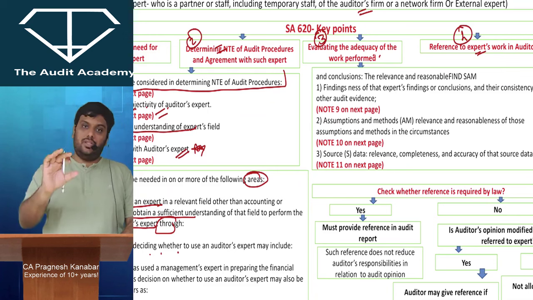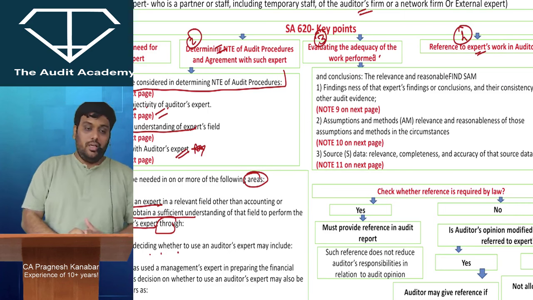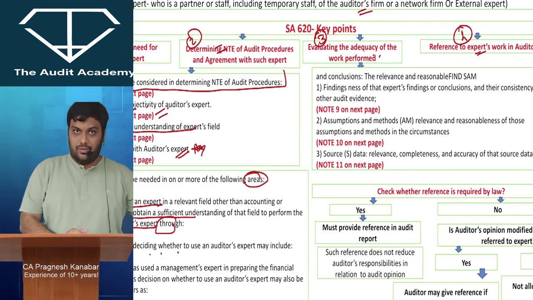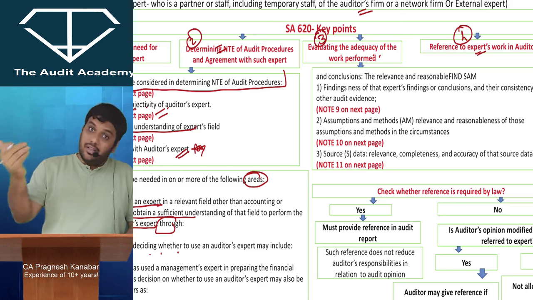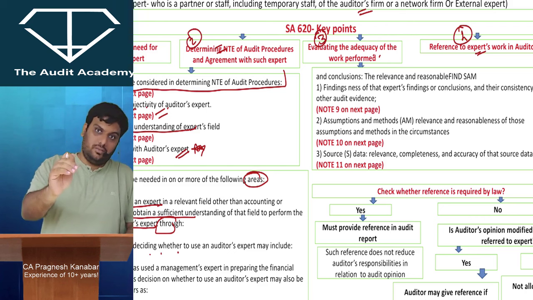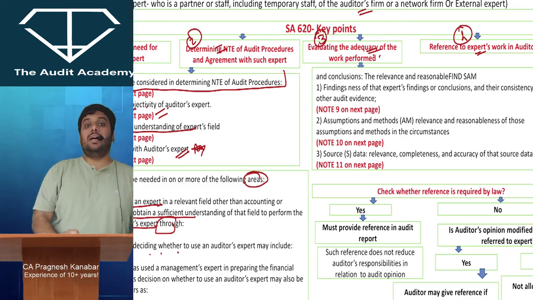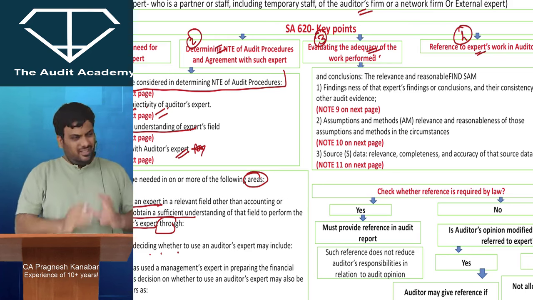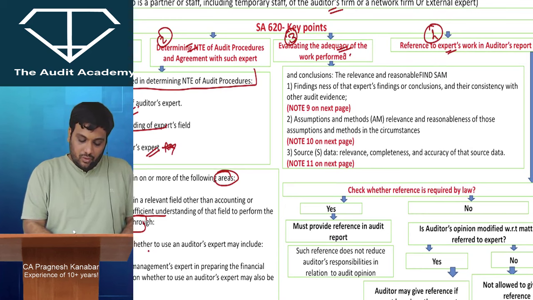They will give you a case study where they will already tell you that, okay boss, you are using the work of an auditor's expert. The expert has already done the work. Now you will have to evaluate whether you can rely upon that work or not. So over there, please cover this point about evaluating the adequacy. In such a case study, normally you have to say that first, let me go through the findings.